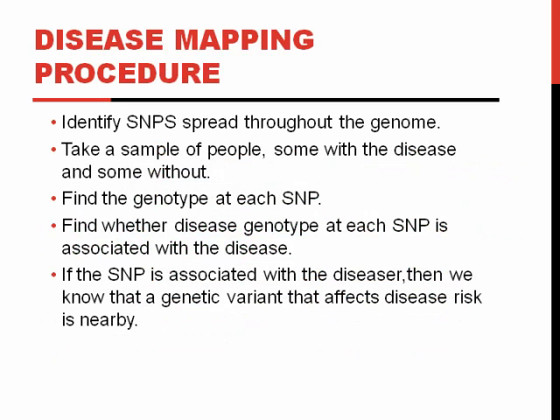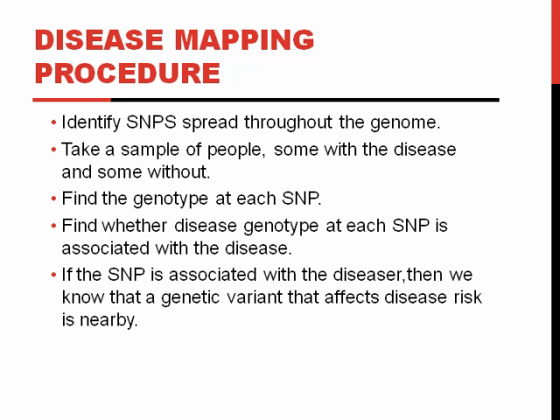Okay, if we wanted to do this disease mapping or gene mapping, we're going to get a bunch of SNPs spread throughout the genome, and typically you might have 500,000 SNPs when you're doing this. And you're going to get a sample of people, some with the disease and some without, often on the order of 1,000 people with and 1,000 people without. You're going to find out which letter they have at each one of those SNPs.